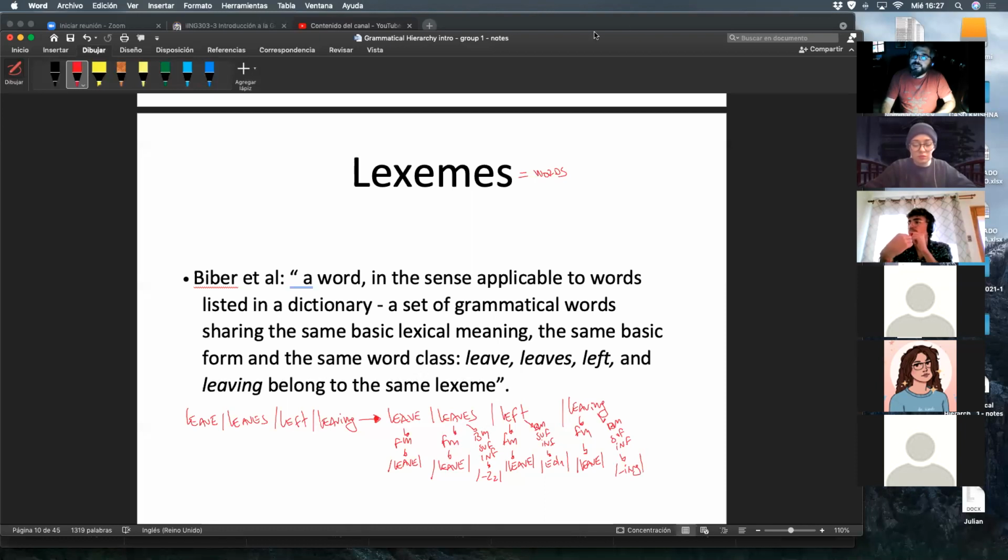What I'm saying is that a lexeme, or lexemes, are also referred to as words by some people on the one hand, right? That's the very first thing. The second thing is that a lexeme is a set of items. All over again, a lexeme is a set of items.